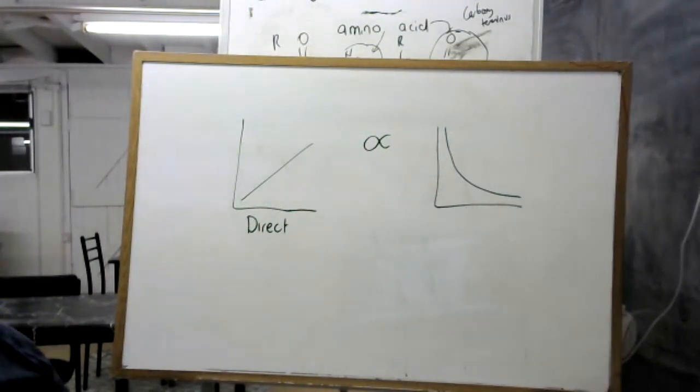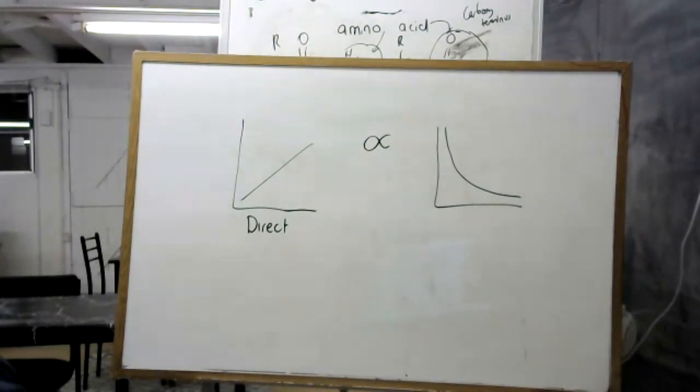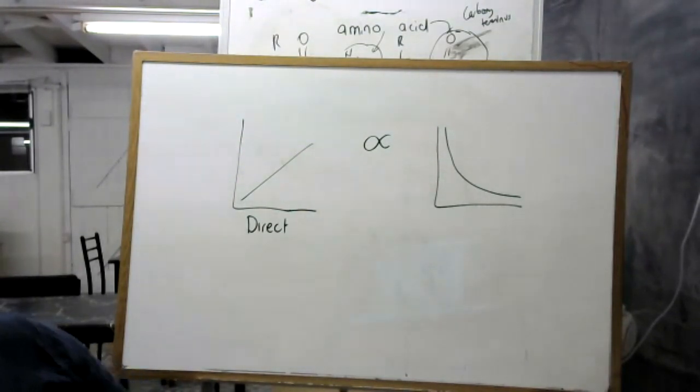Just an example of a scenario where we might have a direct proportion. If it took 5 hours for one person to dig a hole, it would take 2.5 hours for 2 people to dig the hole. Yeah, so it's increasing or decreasing at the same rate.